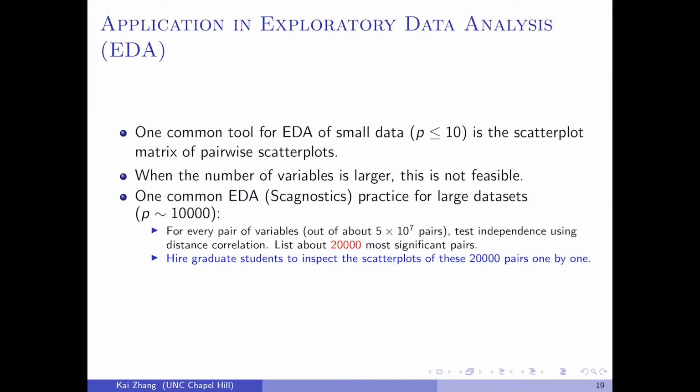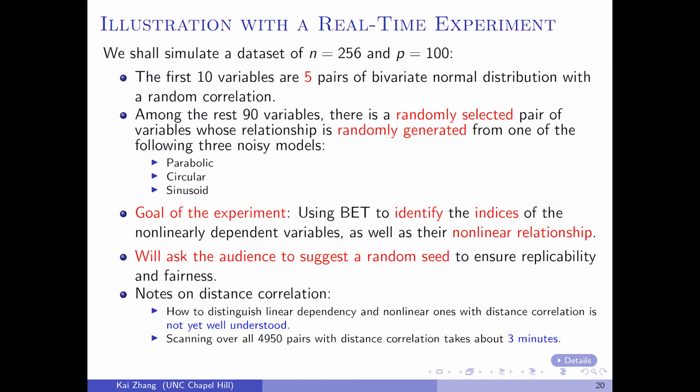So what I want to say here is that BET can help, with its interpretability, its speed, and its power. I would like to illustrate how BET can help us with a real-time experiment. And by calling it a real-time experiment, I really mean to do the simulation right in front of you. What I'm going to do now is to simulate a dataset with 256 samples and 100 variables. For the first 10 variables, I will simulate them as 5 pairs of bivariate normals, so their dependency is linear.